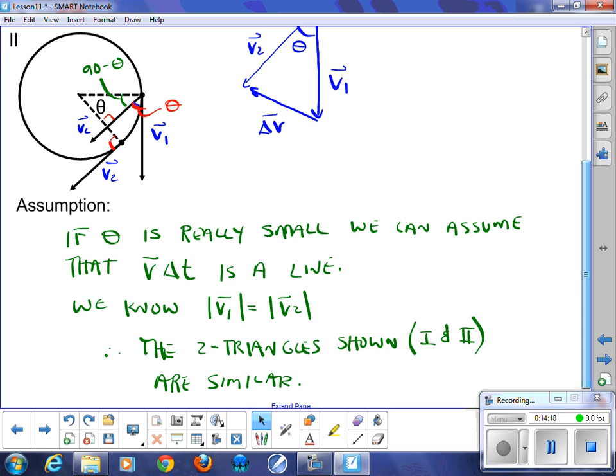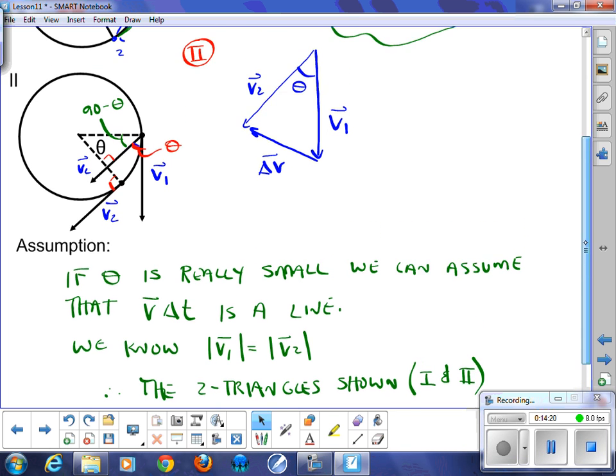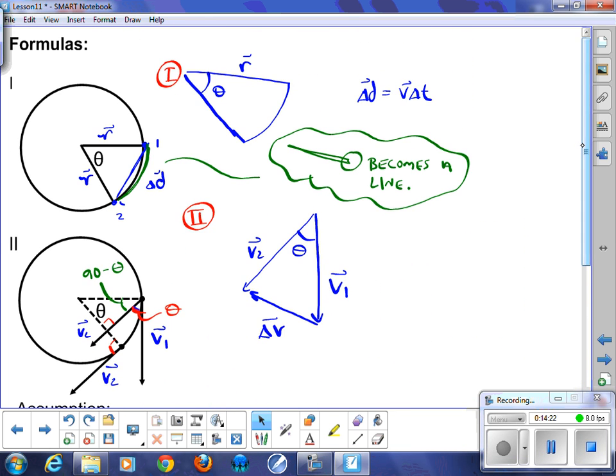Okay, so those two triangles that are up above here, they are similar for theta really small. So we're looking at theta being a very, very tiny number. If that's the case, then these two triangles are actually similar triangles with that distance being V delta t. And that's where I'll leave it in here, and I'll finish up this proof on the next to show you where these formulas then come from.